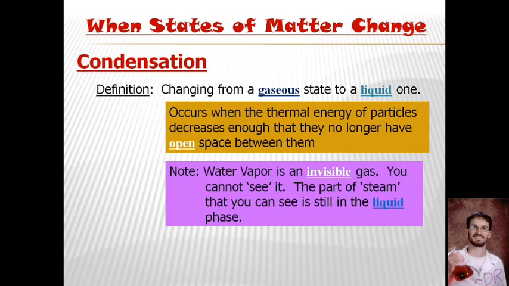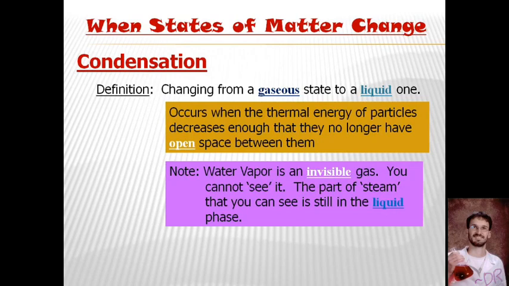So this is how the fog builds up on the mirror when you're taking a shower and that kind of stuff. This happens when you have those gas particles with all the space in between them, and they start to slow down and move at a slower speed, and they start to come in contact with each other, touching and kind of sticking to each other a little bit.